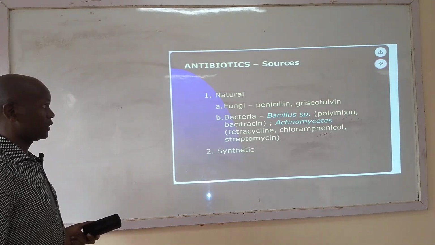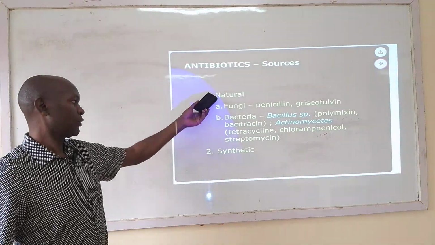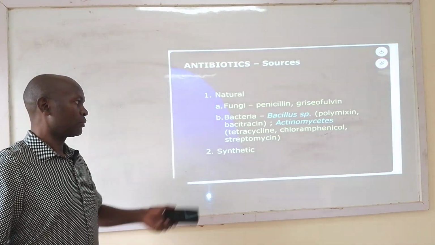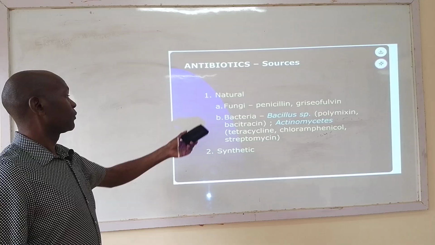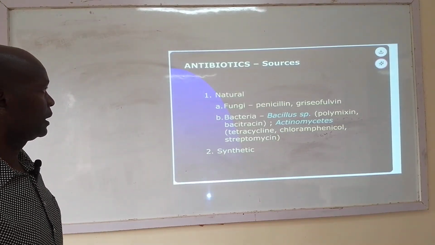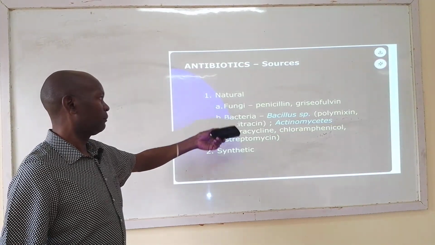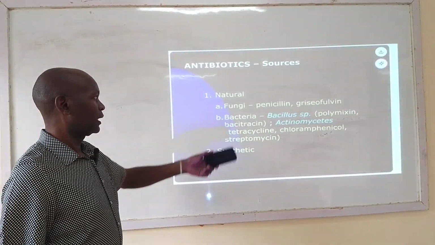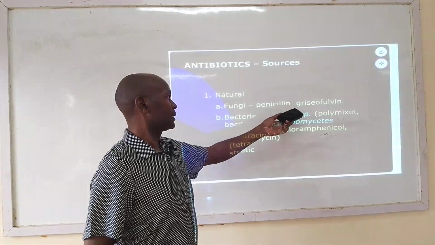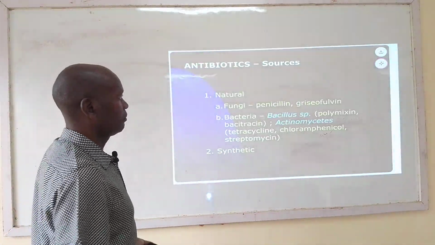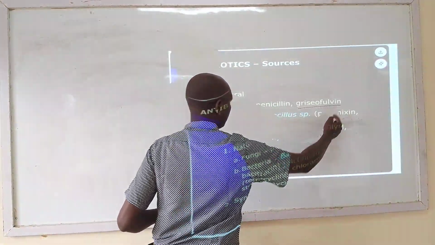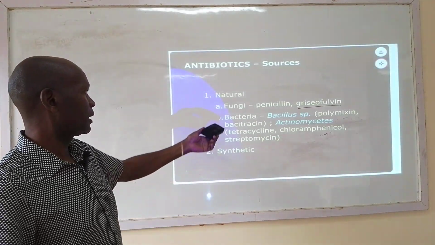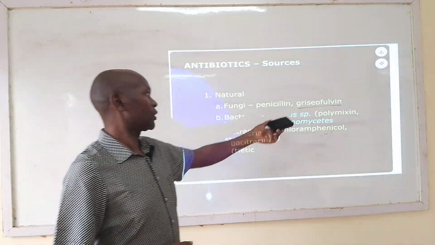So what are the sources of antibiotics? It can be natural, synthetic, or semi-synthetic. When antibiotics are obtained naturally, they can come from fungi or bacteria. When they come from fungi, examples are penicillins and griseofulvin. But remember, griseofulvin is an antifungal, so it has just been included there as an example of drugs that come from fungi. It's not an antibiotic.